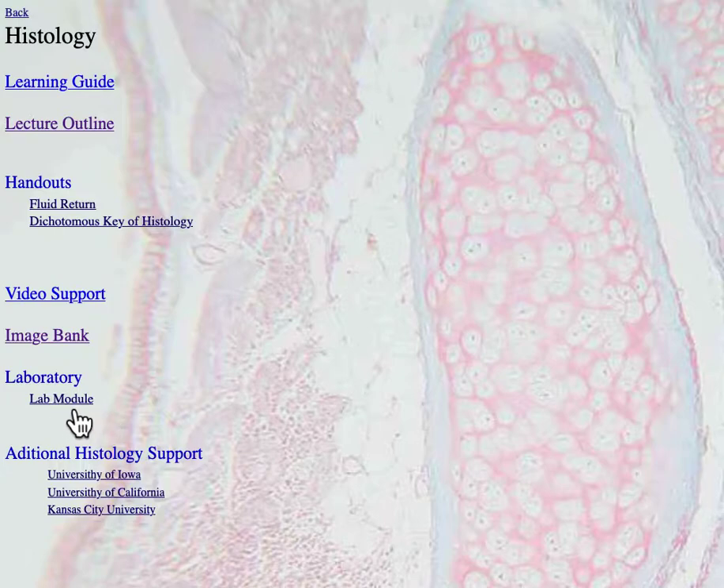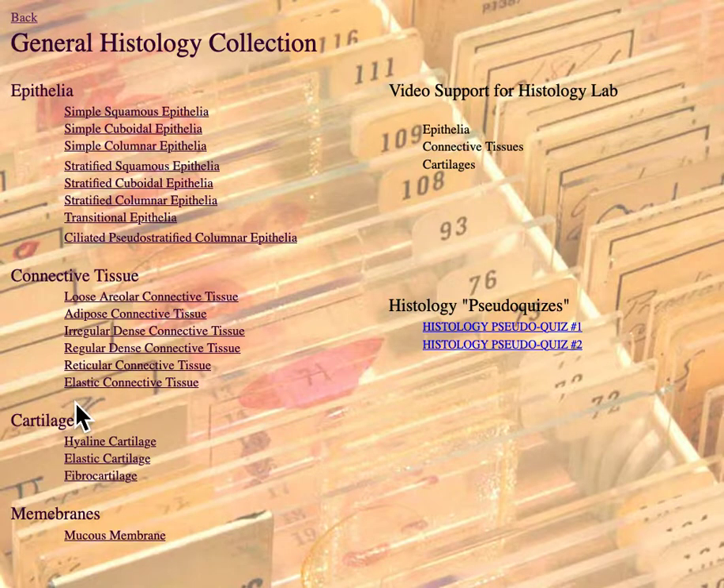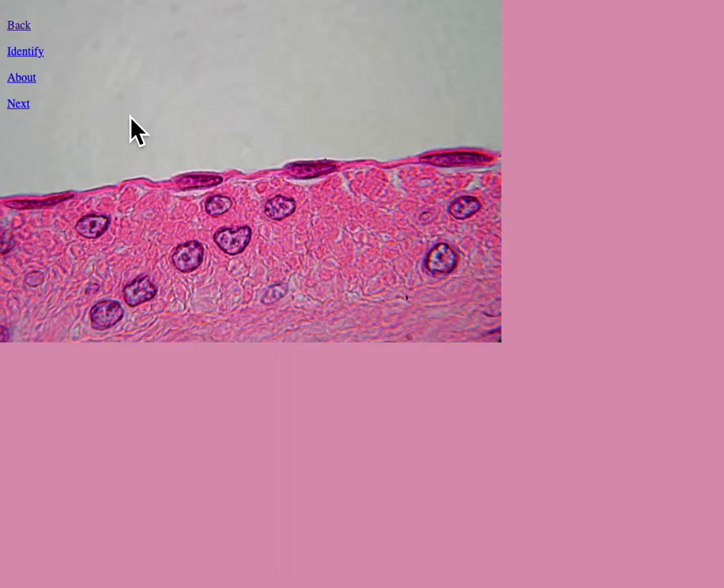But then there's a lab module here, and that's really what I want to focus on right now. So when I click on this, I'm going to get all the different various tissues. And so the way this works, let's just choose one. Let's do simple squamous epithelia. So if I click on this, I'm going to get an image. Some of these you'll actually see in the video. Some you won't, but some you will.